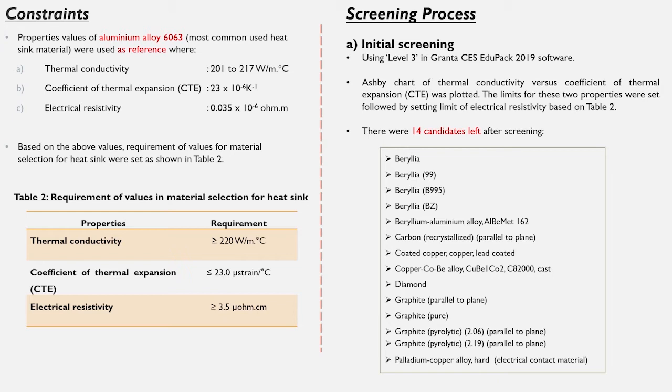First, the initial screening was done using Level 3 in Granta CES EduPack 2019 software. The SP chart of thermal conductivity versus CTE was plotted and the limits for these two properties were set, followed by setting the limit for another constraint, which is electrical resistivity. There were 14 candidate materials left as shown below after this initial screening.